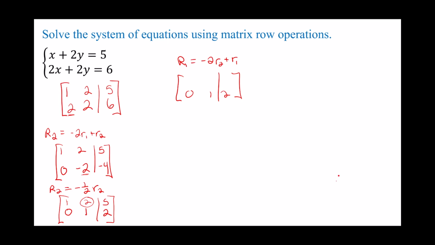So negative 2 times 0 plus 1 is still 1. Negative 2 times 1 plus 2 is 0. Negative 2 times 2 plus 5 is 1. Now if I write this as a system of equations, I have 1x equals 1 and 1y equals 2. So that is my solution, 1, 2.